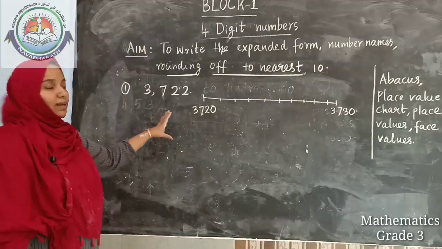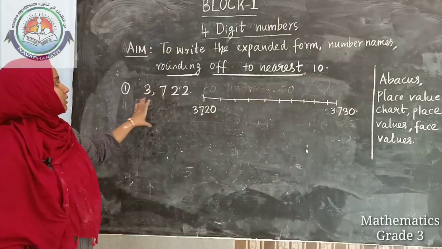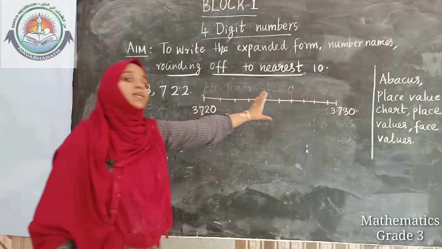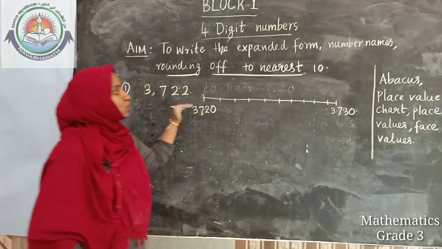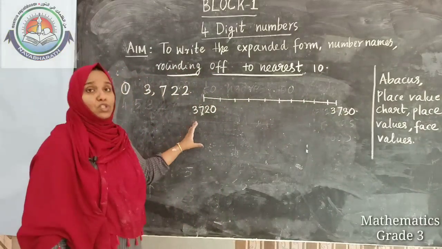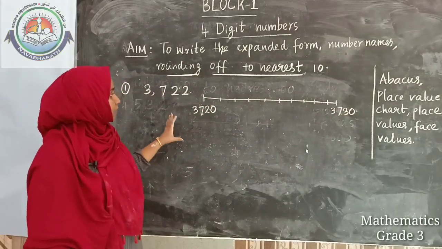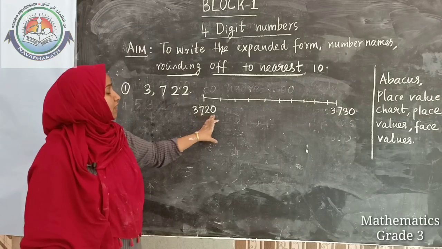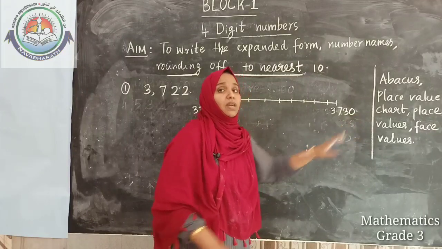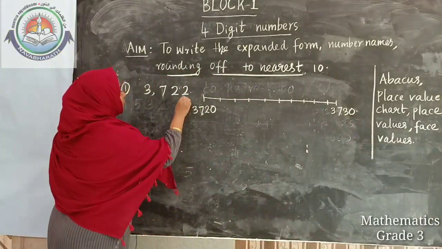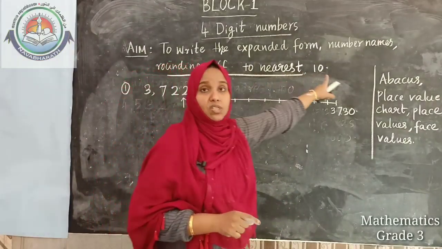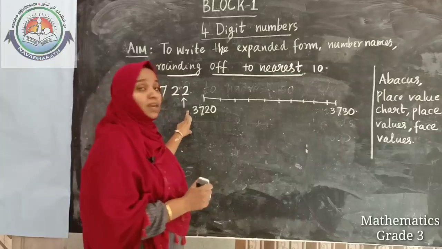Okay, children, one example I wrote here, 3,722. How to round off this number to the nearest 10? First of all, we draw a number line. Okay, and between which two tens does this number lie? It lies between 3,720 and 3,730. Then you check which number is at the ones place.